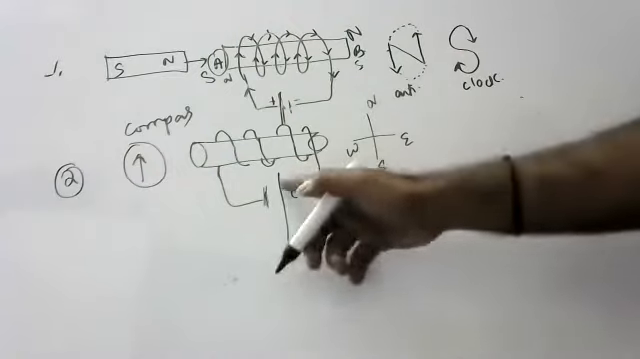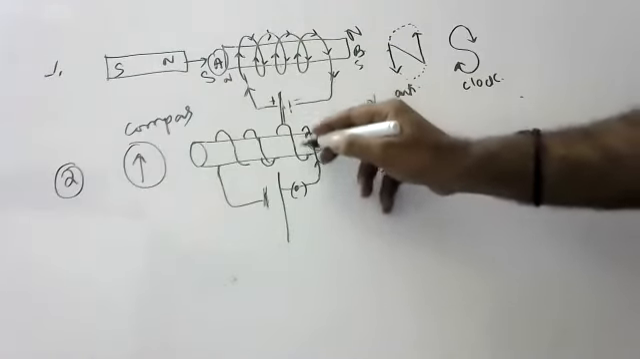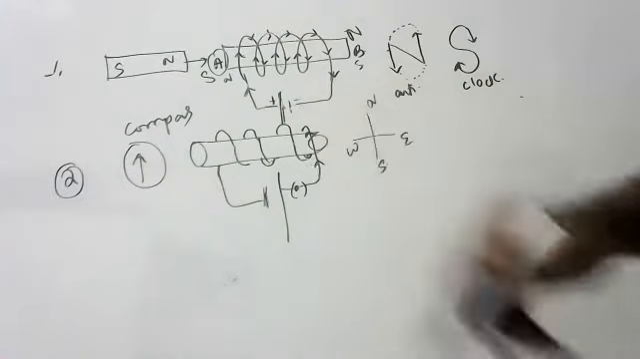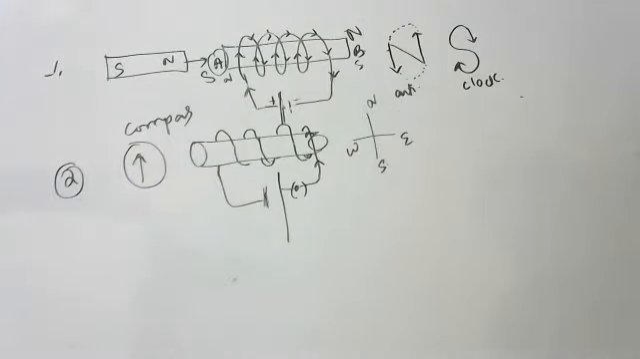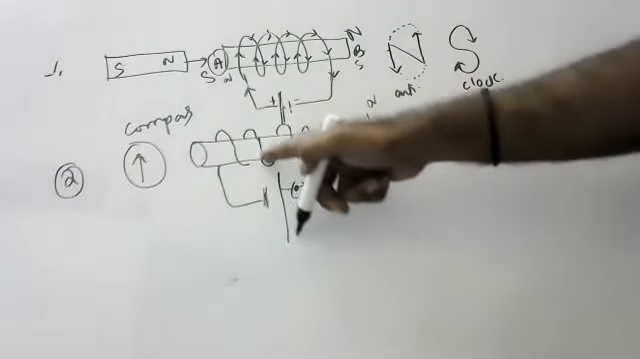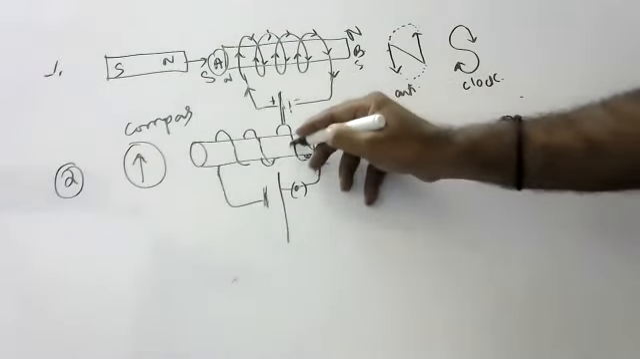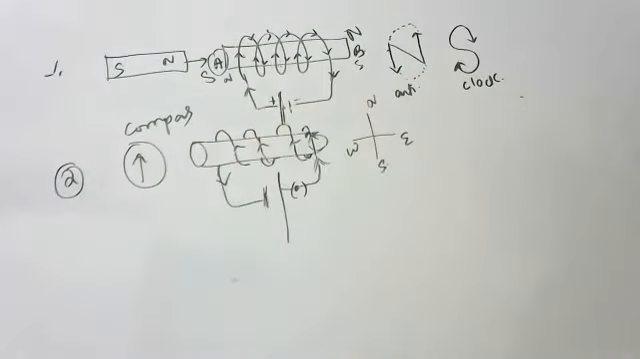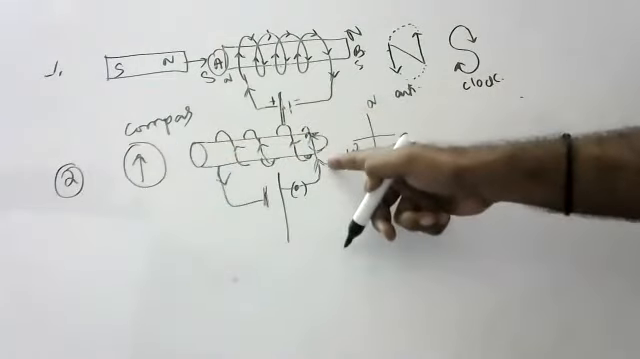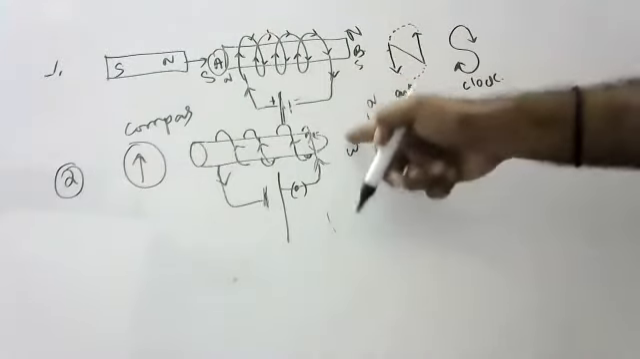Children, current always flows like this, from positive to negative. It goes like this and comes back. Here it is anticlockwise, and here it is clockwise. See here, if you see from this side, it is clockwise.